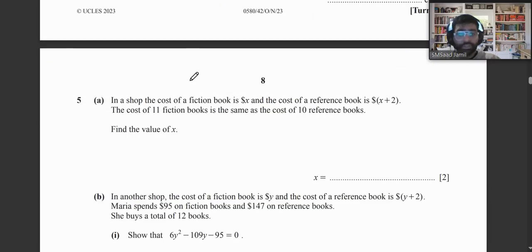Next question. Honestly, I hate questions of mensuration. I just don't like them at all. I don't know why. I just don't like them.